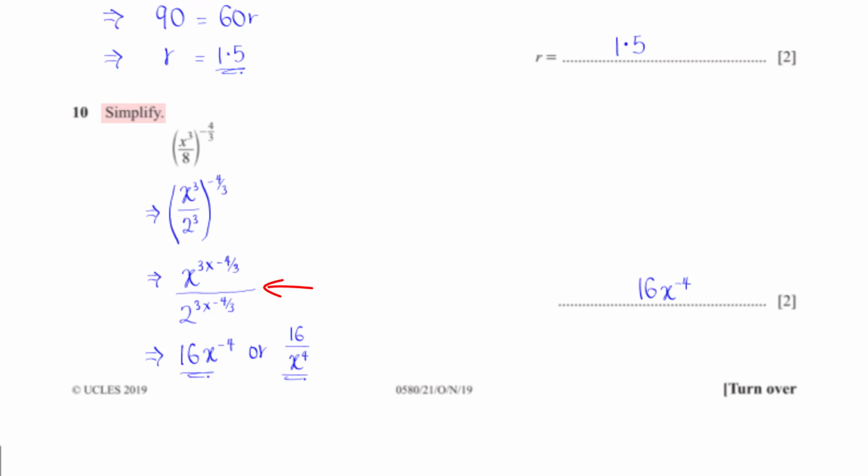1 over 2 raised to the power negative 4 gives us 16. And we have x raised to the power negative 4. And so our final answer becomes 16x raised to the power negative 4.